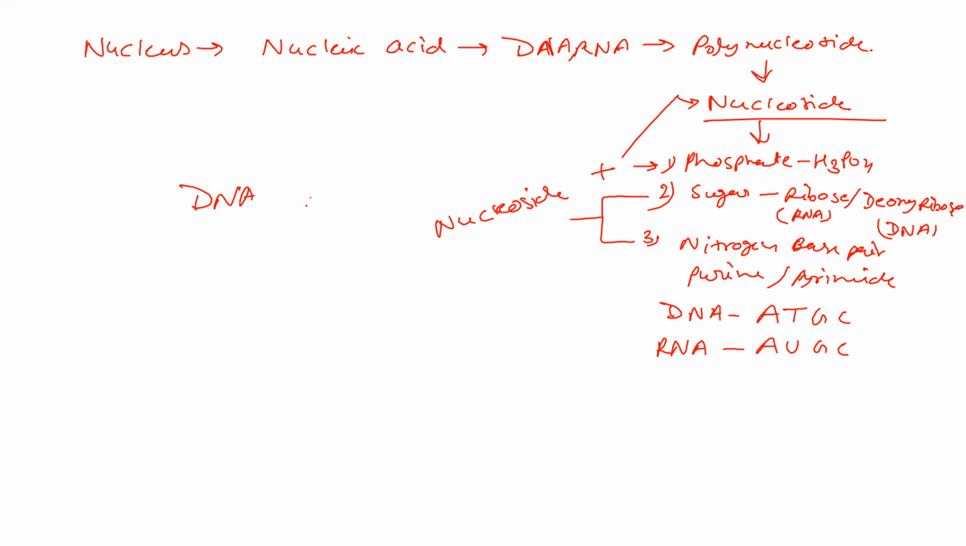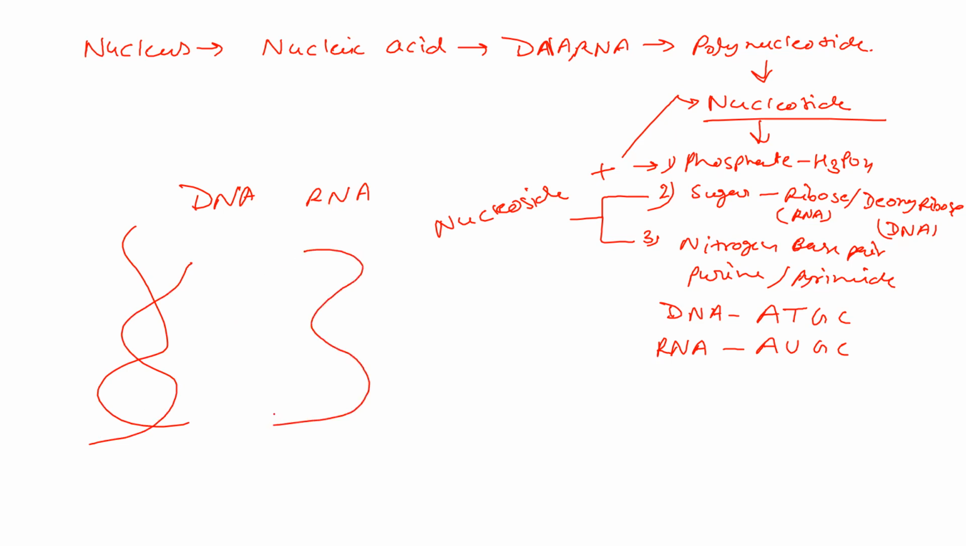DNA is a double-stranded structure and RNA is single-stranded. The backbone of these strands is made up of sugar and phosphate. And between these strands, what is found? Nitrogen base pairs. In DNA, adenine is attached to thymine with a double hydrogen bond, and cytosine is attached to guanine with a triple hydrogen bond. And what is found in RNA? AUGC. Okay, so the topic is done.